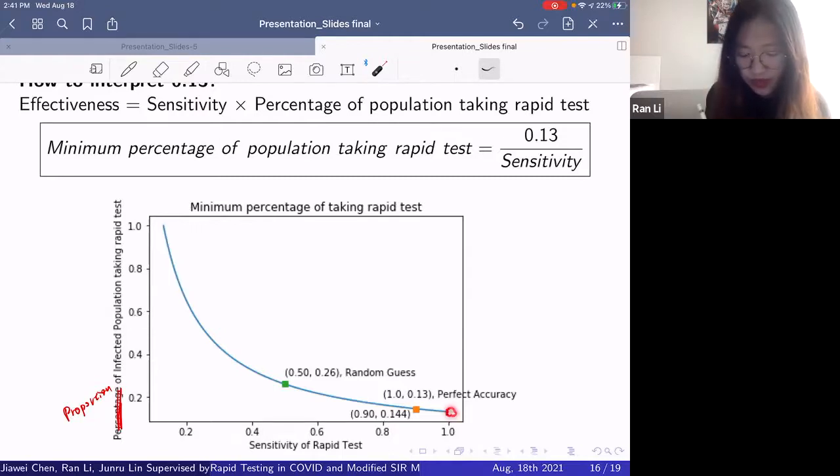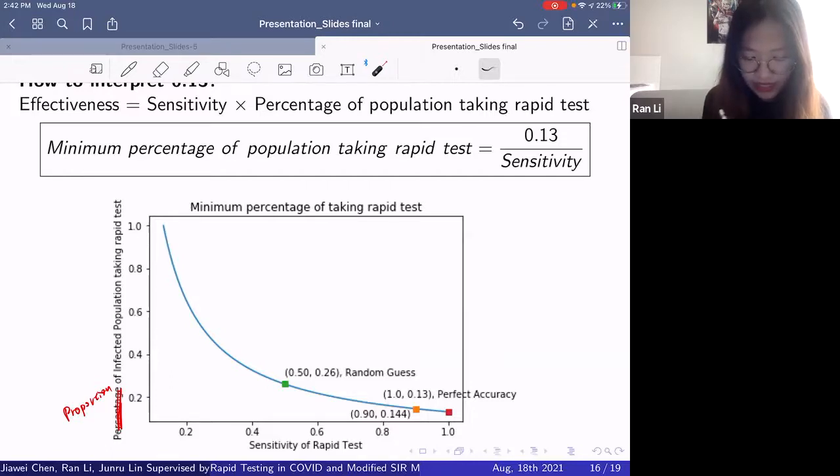The first one is when we have a perfectly accurate rapid test, right? That means that everyone who gets infected can be tested positive. If that is the case, then we only need 0.13% of people to take a rapid test. However, that is the most ideal scenario. That is not always the case.